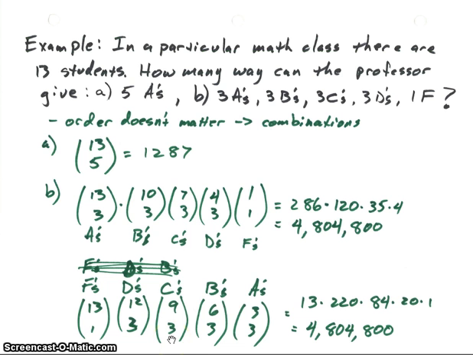Then, of course, once he's done that, he's only got 9 people to choose from for the C's, 6 to choose from for the B's, and then finally 3 to choose from for the A's if he does them in that order. Those numbers end up being 13, 220, 84, 20, and then of course 1 for the last one. And multiplying those out, we get exactly the same number of choices, which is a little surprising once you first think about it. But then, by the way we've done the problem, it's not so surprising. He ought to end up with exactly the same number of choices, no matter what order he gives those grades out in.